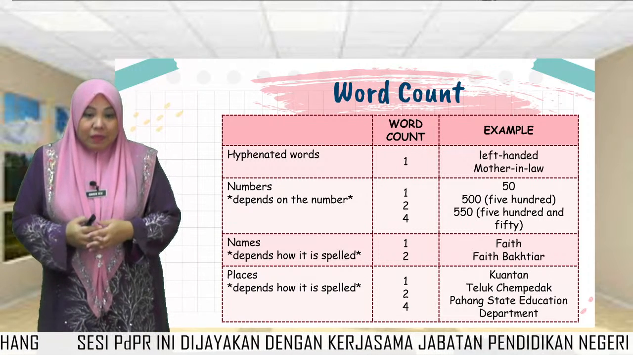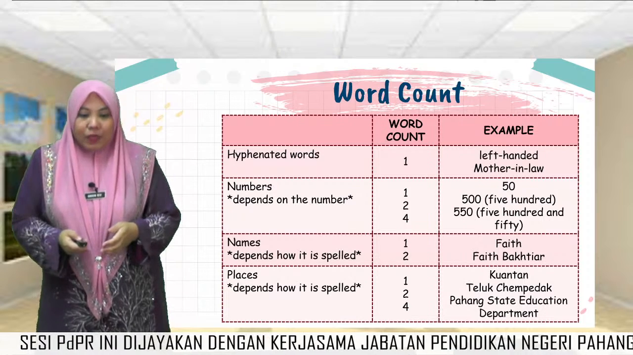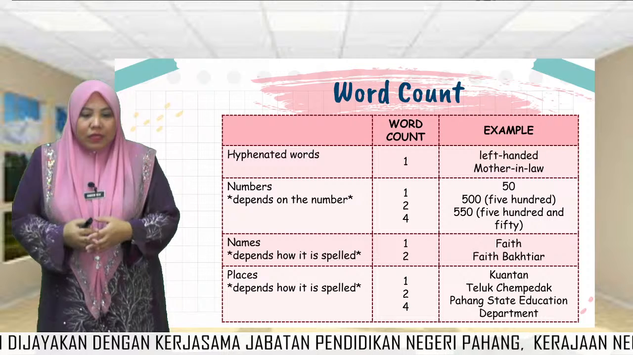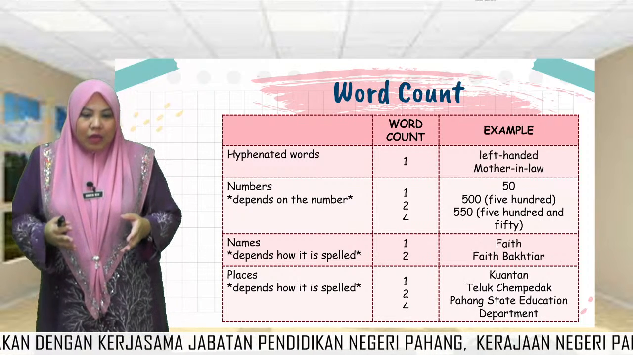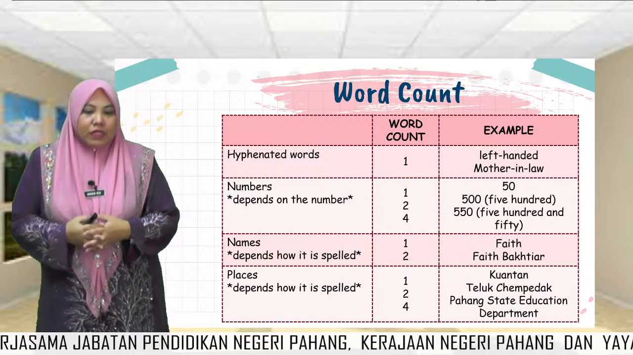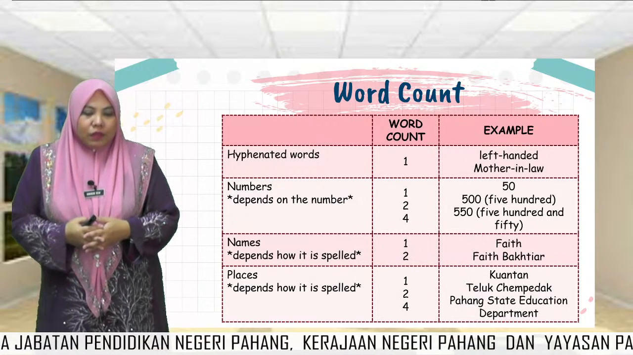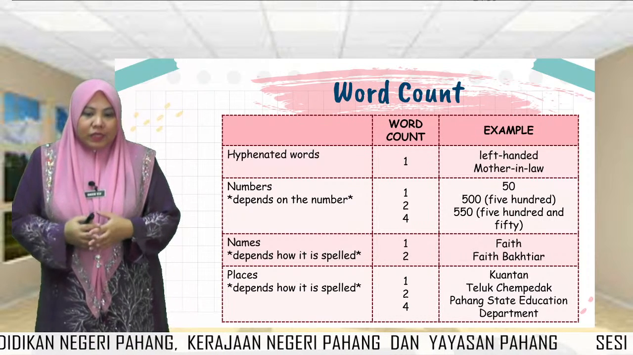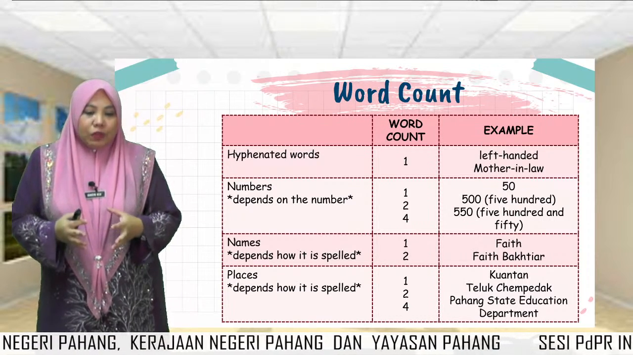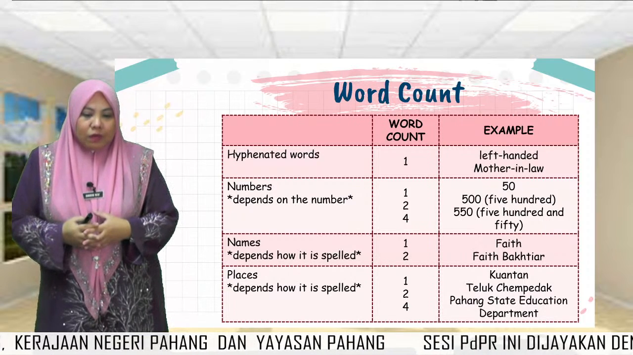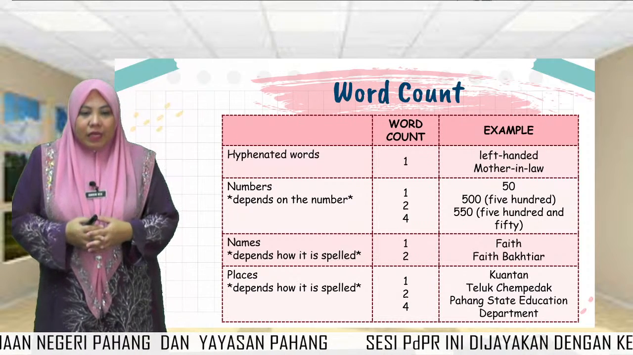Next, we have names. It is counted as how many words there are in the name. For example, the name Faith is considered as 1 word, whereas Faith Bakhtiar is considered as 2 words. If you need to include the person in your summary, try to replace them with pronouns rather than writing their names.